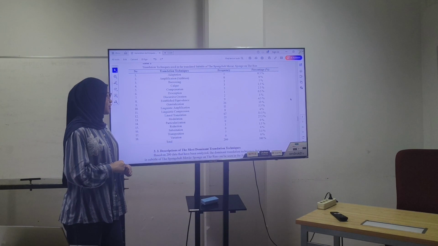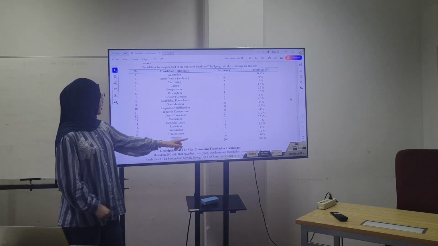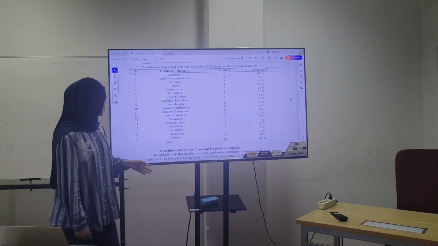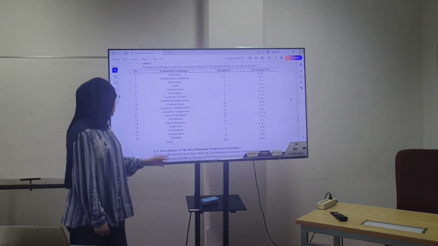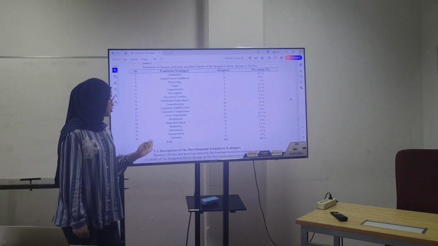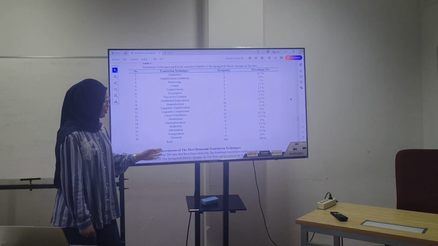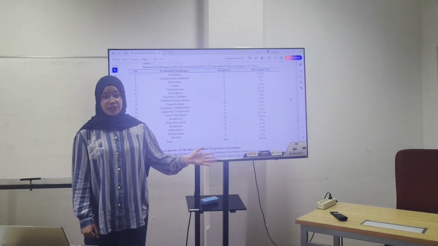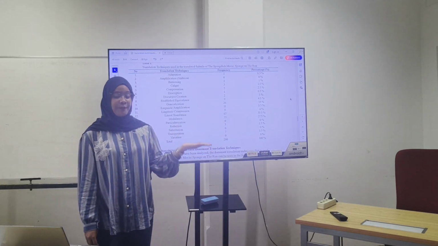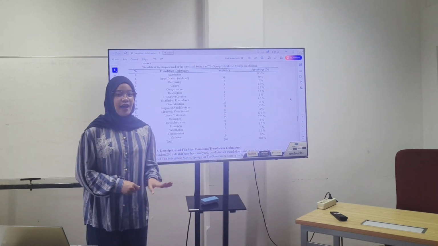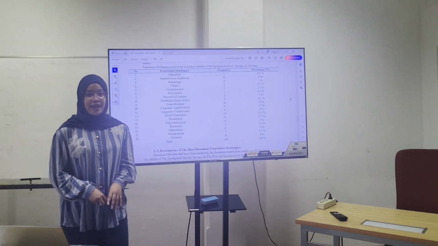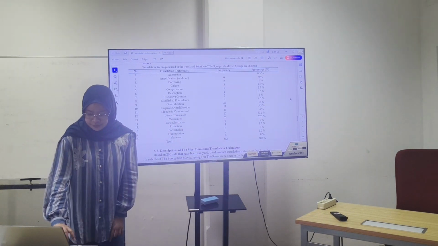Tenth, linguistic amplification. Eleventh, linguistic compression. Twelfth, literal translation. Thirteenth, modulation. Fourteenth, particularization. Fifteenth, reduction. Sixteenth, substitution. Seventeenth, transposition, and also eighteenth, variation. So the actual total of translation techniques proposed by Molina and Albir is 18. However, in this article, there are only 14 techniques that can be found.